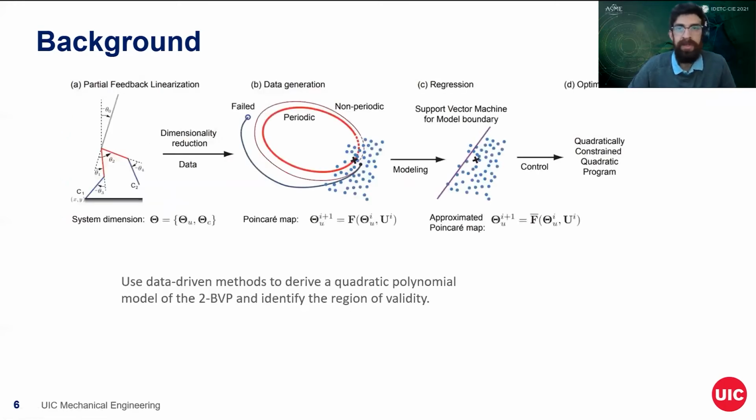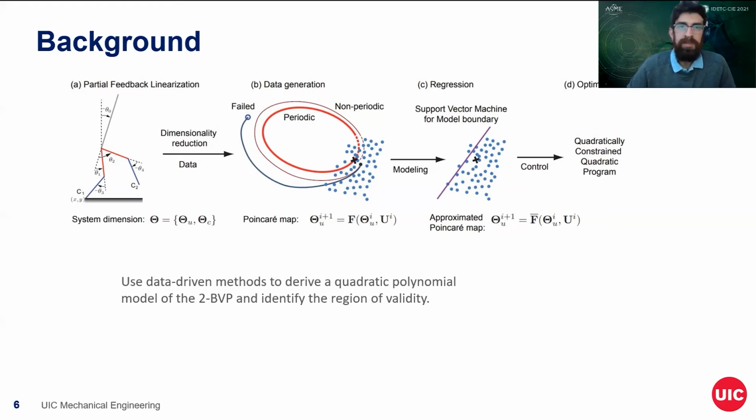This is a summary of the method that we developed to achieve the periodic gait on the 5-link planar bipedal robot. In figure 1a, we use partial feedback linearization to reduce the dimension from a 10D Poincare map to 2D. Next, in figure 1b, we use the Poincare map for modeling the step-to-step dynamics, which further reduces the system dimension to 1 dimension. And that dimension is the velocity of the stance leg.